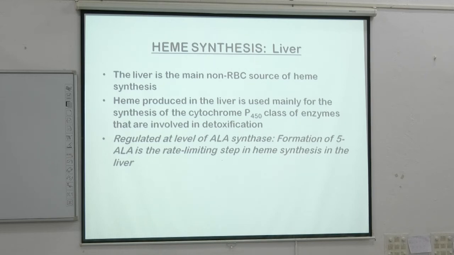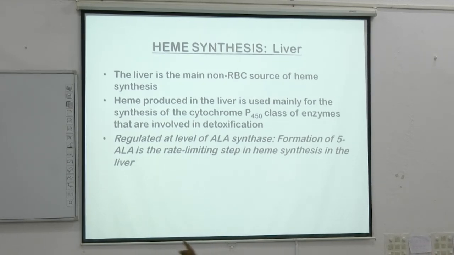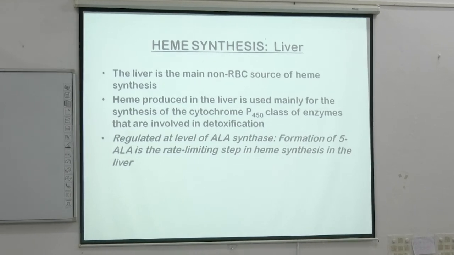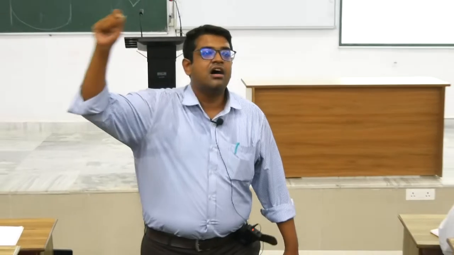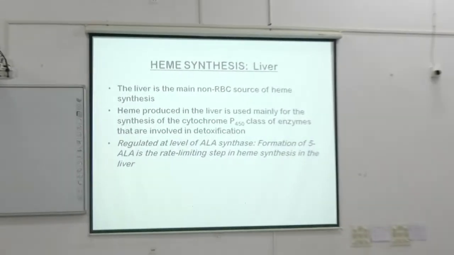So the heme that is produced in the liver is maximally given to other enzymes, except for hemoglobin. And this is the most important line. The entire regulation of hemoglobin formation is by ALA synthase. This is the rate limiting enzyme.